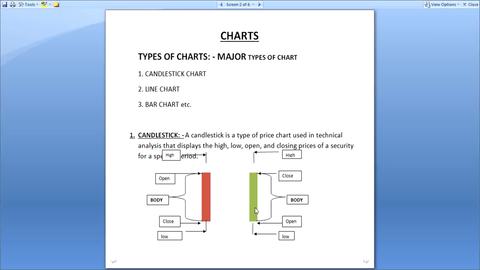There are a lot of candlesticks available, and a lot of candlestick patterns are made in the chart. We will discuss that later. If you want any particular candlestick analysis, or whether candlesticks work like that or not, you can just ask me.